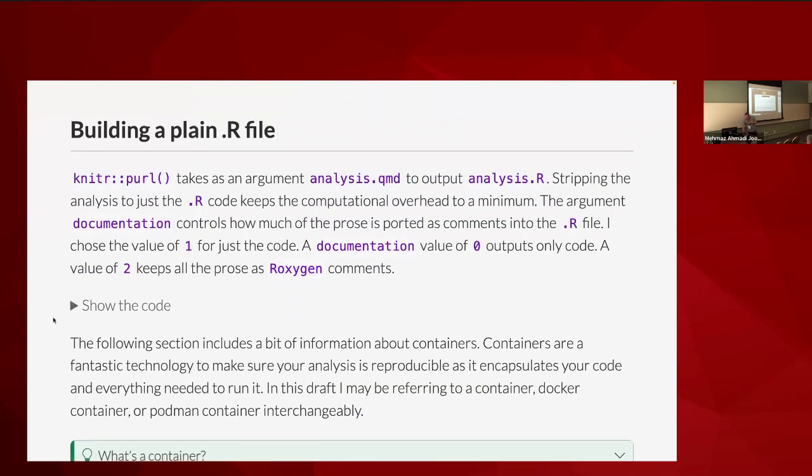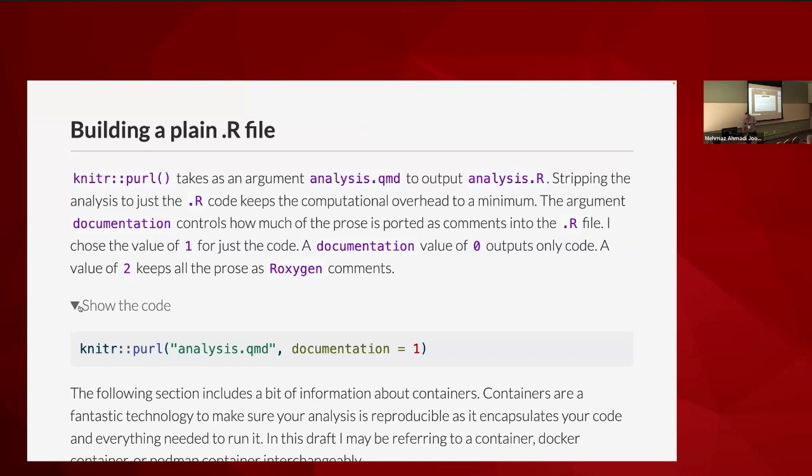And so the first part of that is to strip the code. And there is a wonderful function that I didn't know existed 6 months ago, out of the knitr package, that does exactly that. And so you can have all your great Quarto file with all your prose and all your charts, but if you want the R code, this will get it for you.